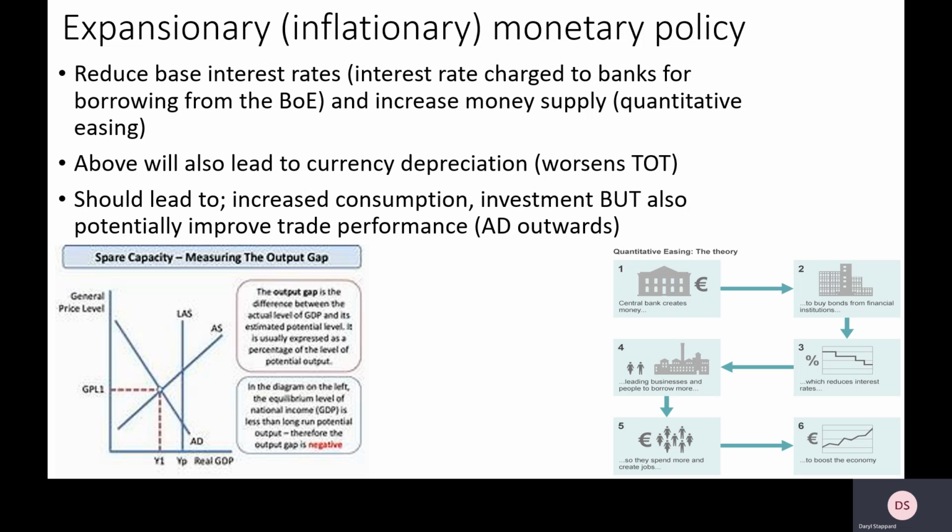Now, what you also need to be aware of, though, is something called quantitative easing. And ultimately, what we're doing here is increasing the supply of money. Now, look in the bottom right-hand corner, what we've got here. I've tried to give you a diagram which shows how quantitative easing can be used to help stimulate an increase in aggregate demand in the economy.